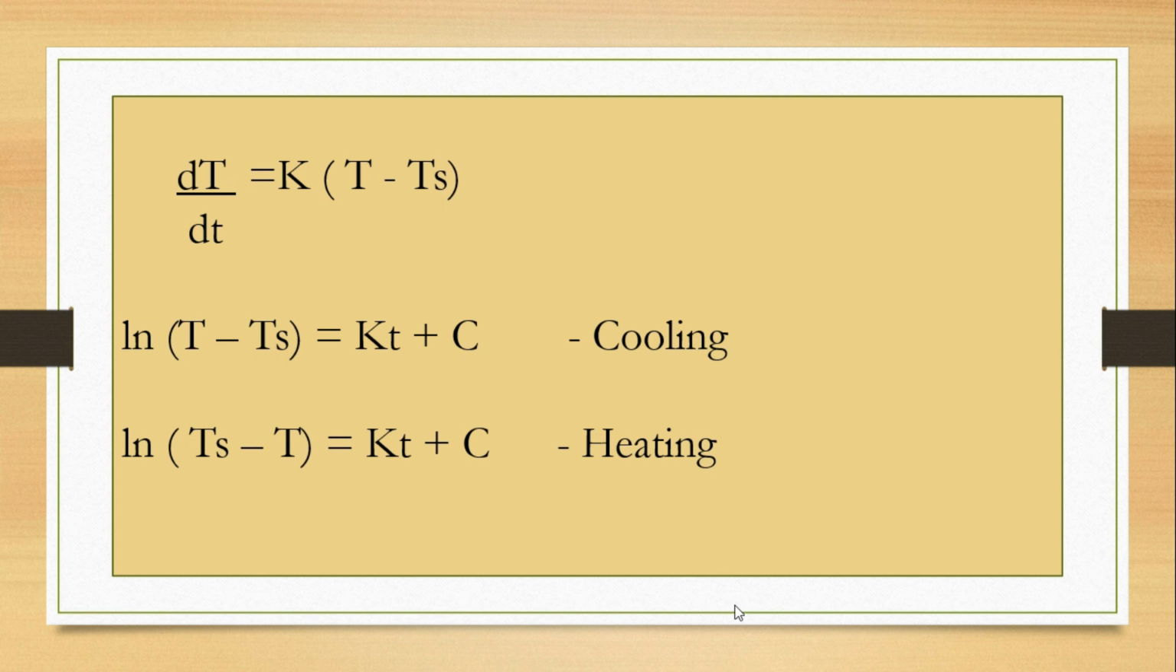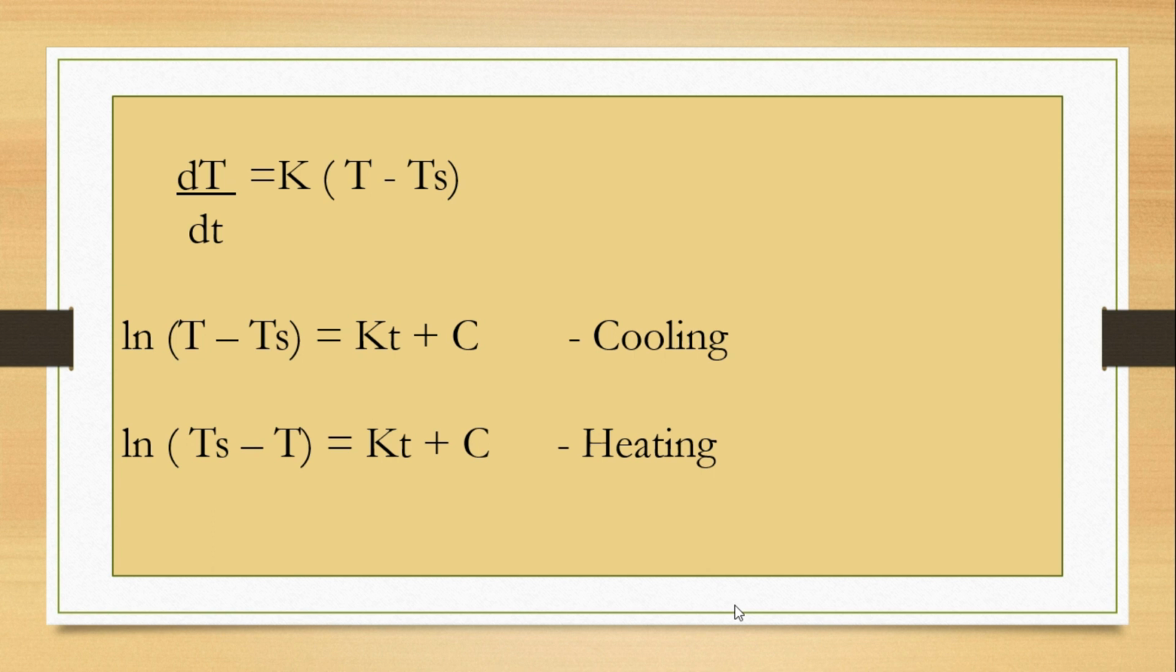the change of the temperature with respect to time, which is equal to the proportional constant k times the difference between T minus Ts, or the temperature of the object minus the temperature of the surroundings. If we integrate that formula, we will have ln of the difference between the temperature of the object minus the temperature of the surroundings equal to the proportional constant times time plus c. So that is the formula if the process is cooling.